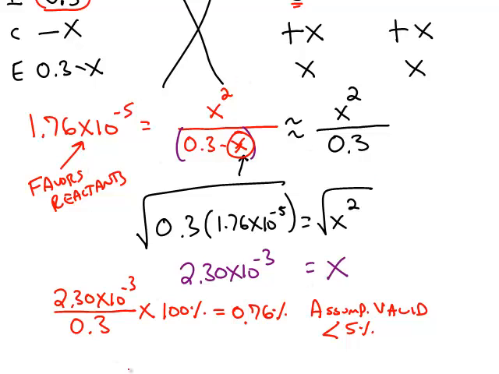Now we could have solved this equation with the quadratic formula, but we would have gotten approximately that same answer for x because the assumption was valid.